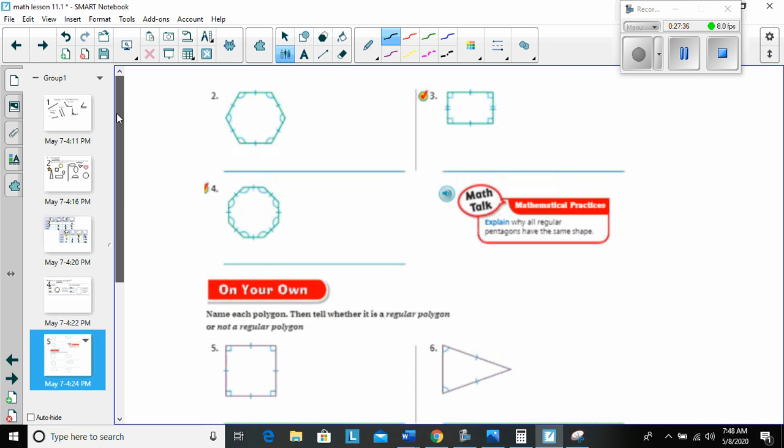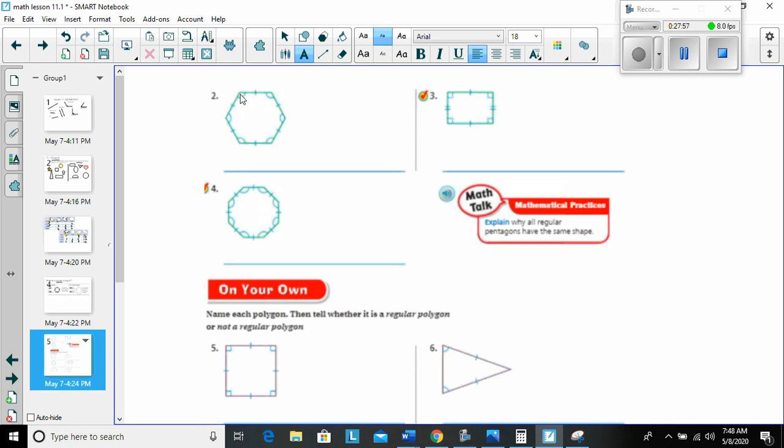Okay, so the instructions say, oh, I cut off the instructions. Well, the instructions said, name the polygon. So we've got to name it. And we're not just going to say polygon, right? We're going to use those special names that we learned earlier. And then we also have to say if it's regular or not regular. And that's it. All right. I'm going to use my typer. So let's check out this one.